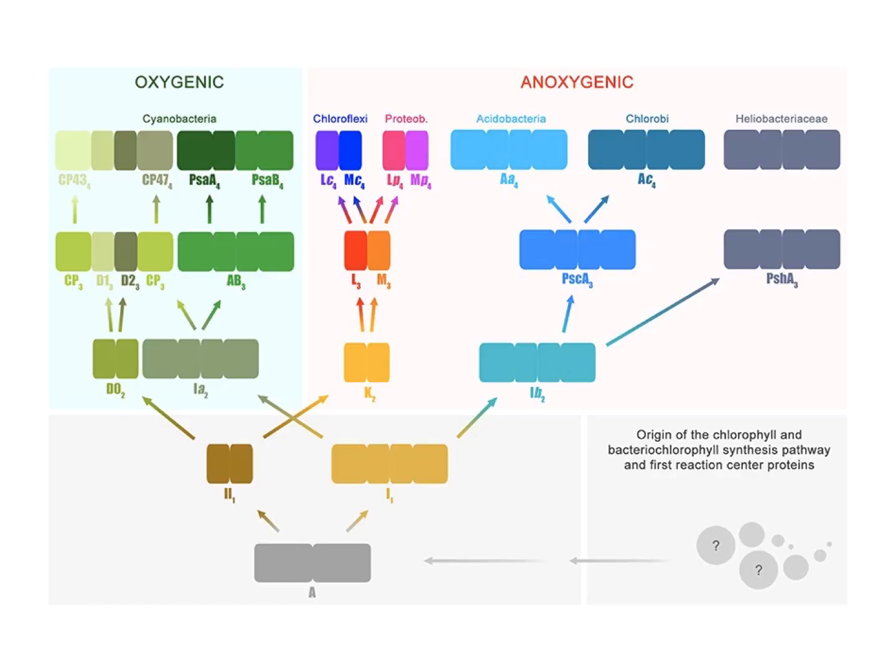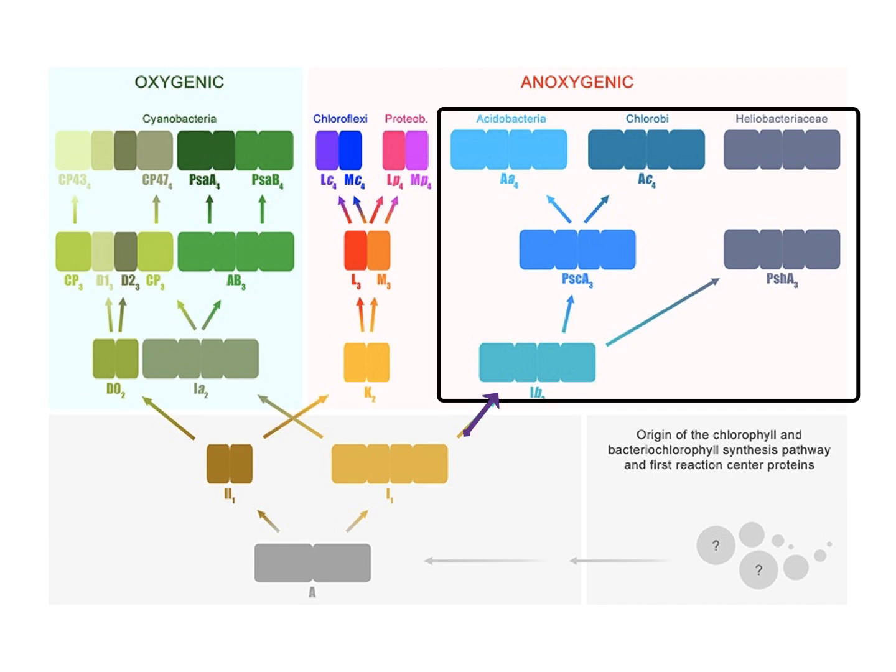So just to show you what's involved in those reaction centers, here's this ancestral type. It then diverges very early in evolution, splitting into a type 1 reaction center and a type 2 reaction center. These go off and form Chloroflexi and proteobacteria, so those are in there. And then the type 1s are in acidobacteria, Chlorobi, and Heliobacteriaceae, which is in the Firmicutes.